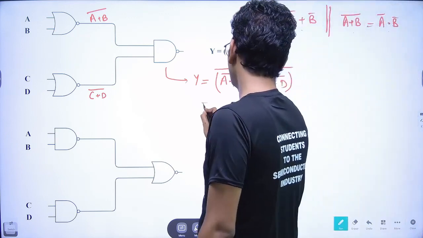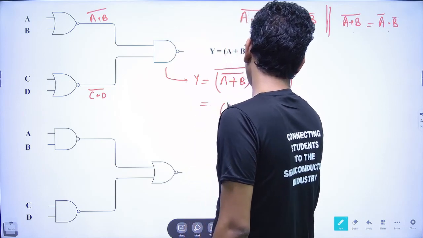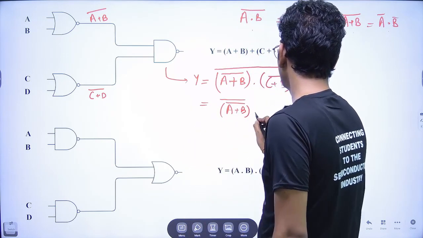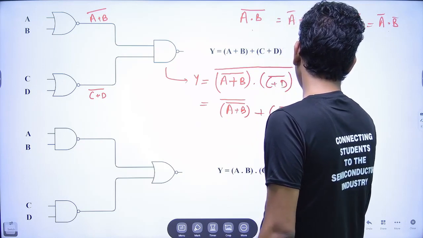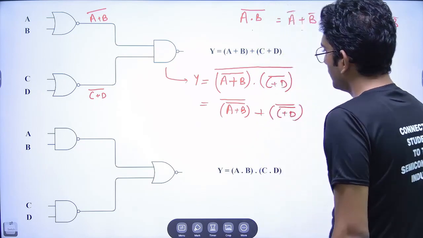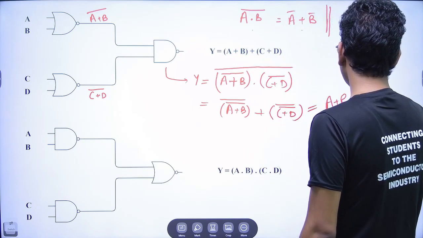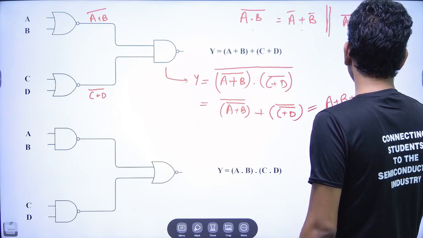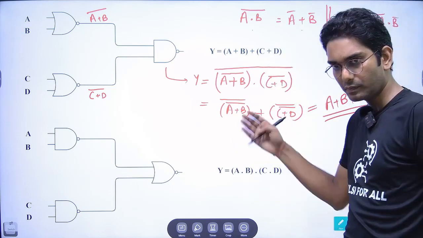Okay, so here what we will get? We will get ((A plus B) complement) complement plus ((C plus D) complement) complement. Fine. So what will be the final output? A plus B plus C plus D. This would be the final output of this whole example.